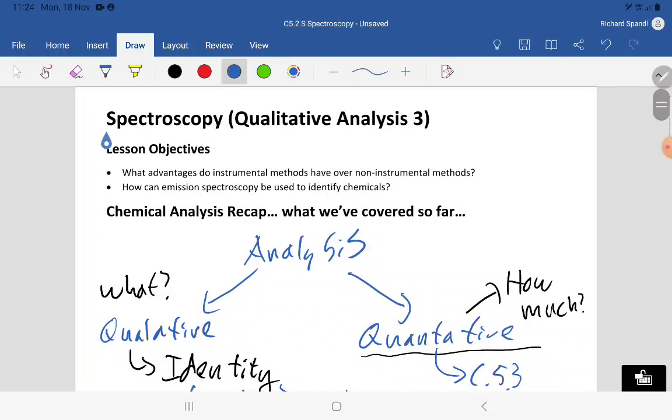Our aims for today's lesson are going to be to find out what the difference between instrumental methods and non-instrumental methods are, and what the advantages of instrumental methods are. Now, sometimes non-instrumental methods are just referred to as chemical analysis or lab analysis. So it's experiments we could do in this lab today. We are also going to learn about emission spectroscopy and how it can be used to identify chemicals.